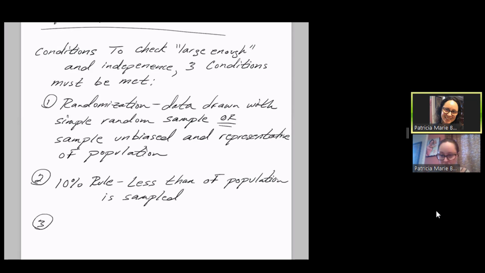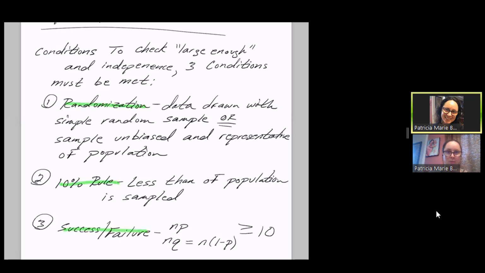Item 3, success failure. This is the one I put on in the conceptual video already. N times P and N times Q, which you can think about N times Q as being the same as N times 1 subtract P. Remember, that's what Q is, right? These must be greater than or equal to 10. Both of them.